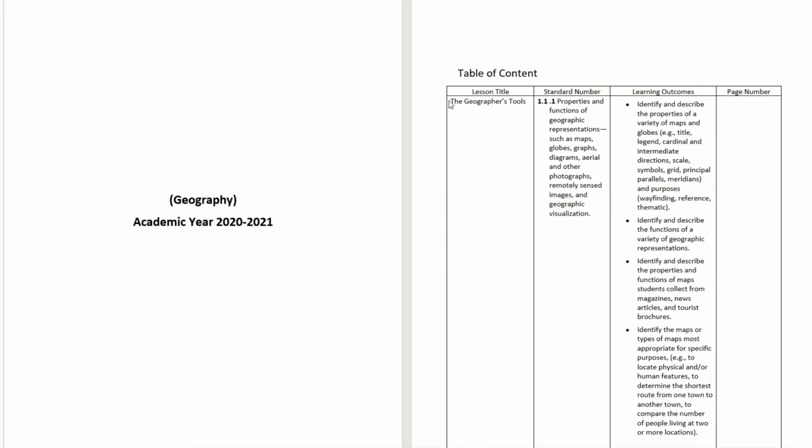Most of the writers mention the 5 themes of geography as lesson 1 or section 1 in their geography books. But I searched, and instead of the 5 themes, I preferred to teach Geographer tools first. After that, we can go for the 5 themes of geography.